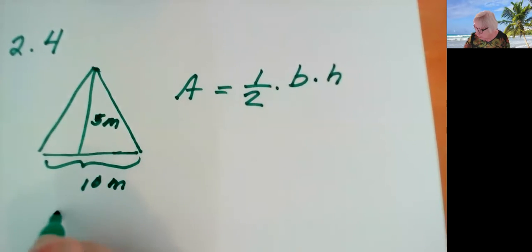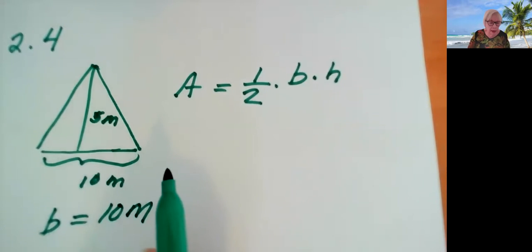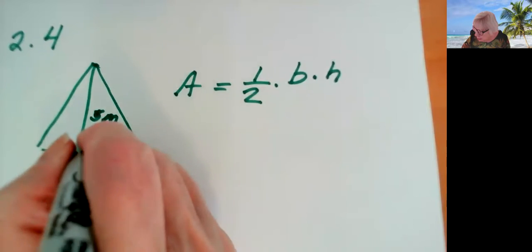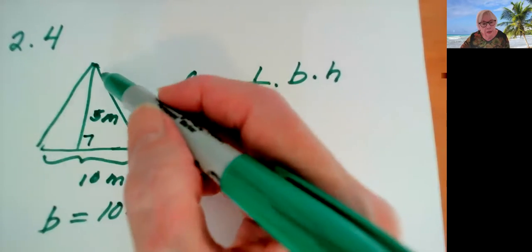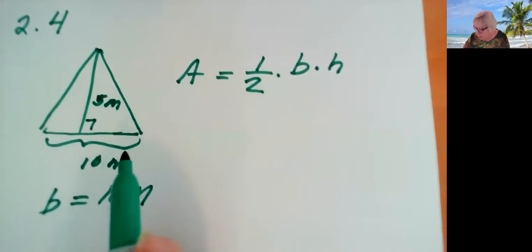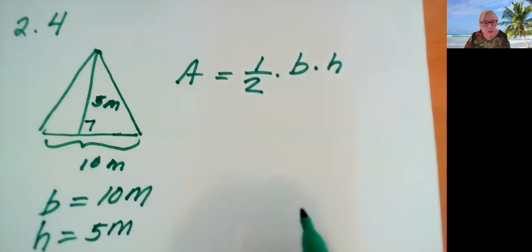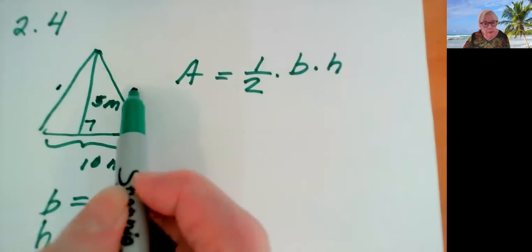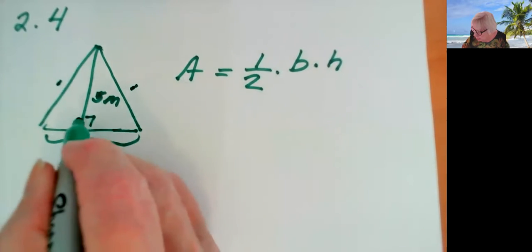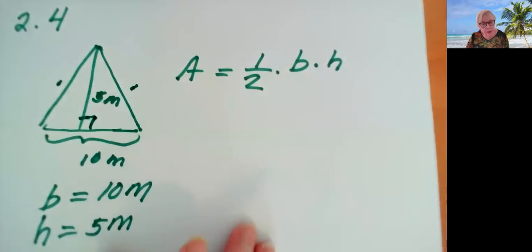Now the base, in this case, is the 10 meters. It's this, and typically it's on the bottom, but not always. So that's the base. The height is a measurement of the perpendicular line to that base. And so in our case, it was 5 meters. So the height was 5 meters. Okay, if they gave you this measurement and this measurement, it doesn't really matter, so you can ignore it. The only ones that matter are the base and the height, which is vertical to it or perpendicular to it.